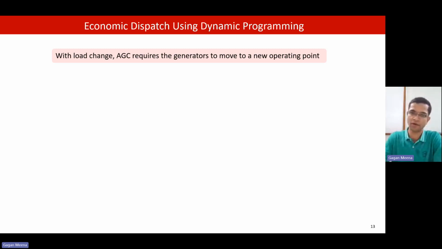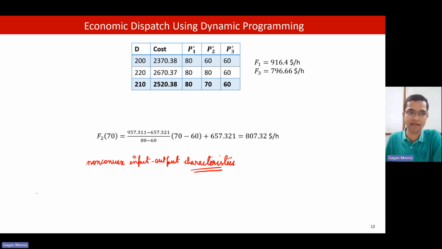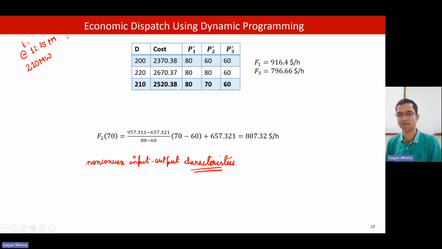Now the problem here, what we have done, we have seen that we have calculated this for a single demand value. Let's say this is for time t equal to 12:15 PM, a 15-minute interval in the afternoon.